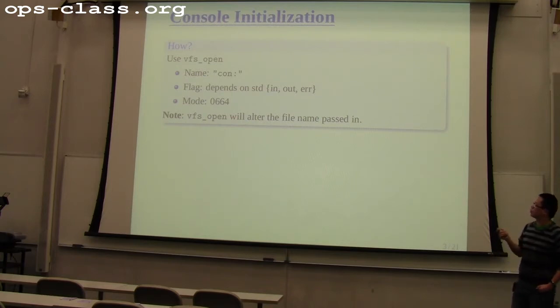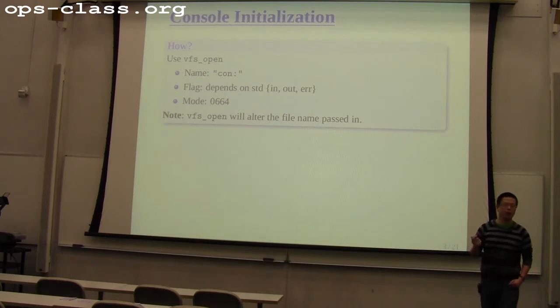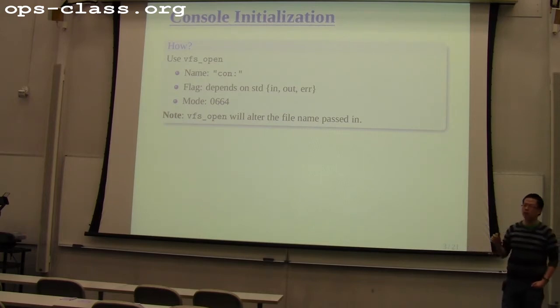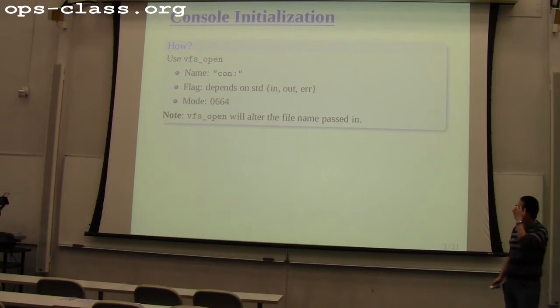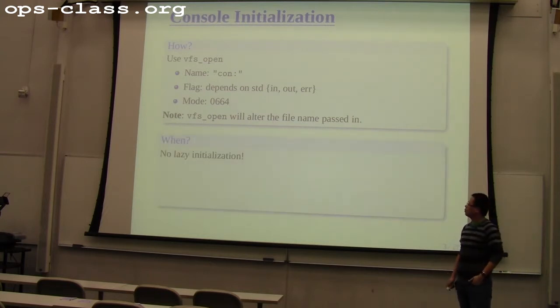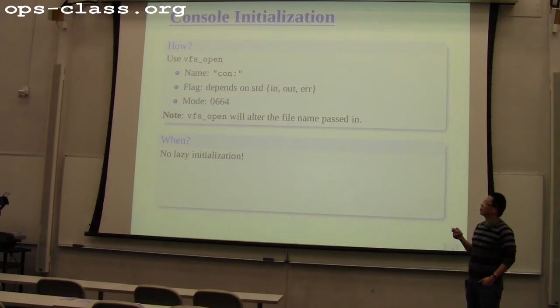So the thing to do is, every time before you call VFS open, make a separate copy of the file name, which you don't care about, and call VFS open using that copy. The next time you call VFS open, you again make a copy of the name. In this way you make sure that every time you call VFS open, you actually open this file instead of some other file name. So now you know how to actually open the console files.